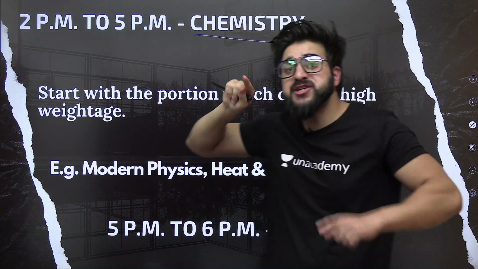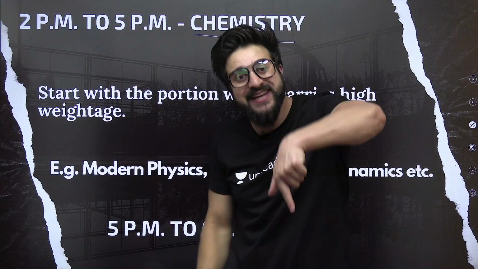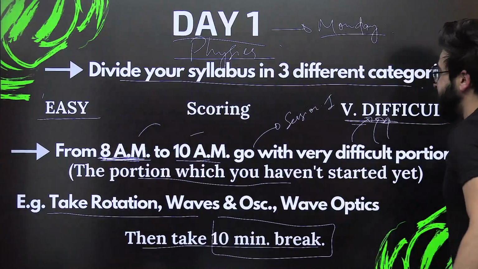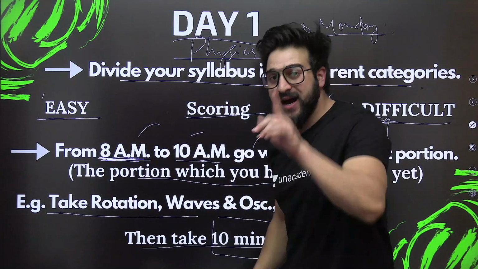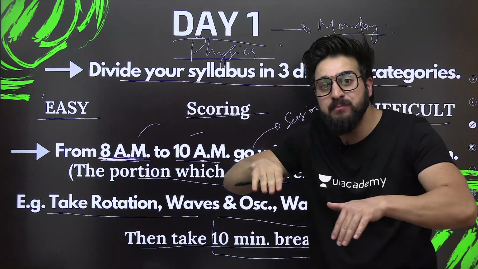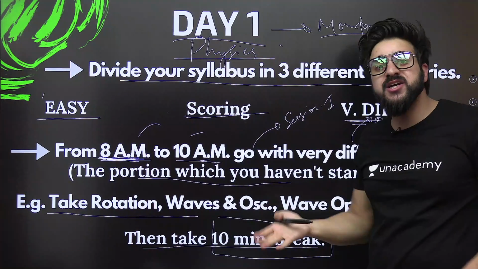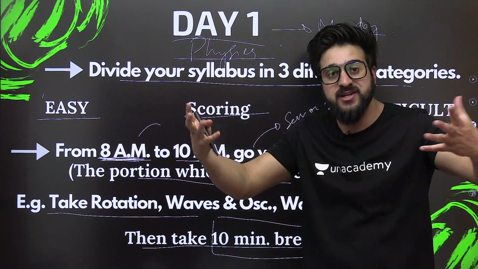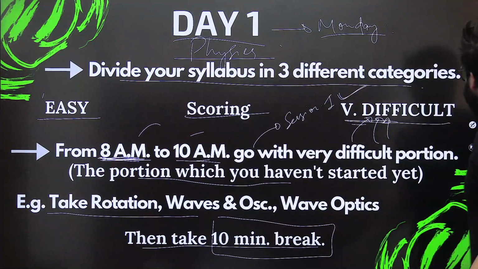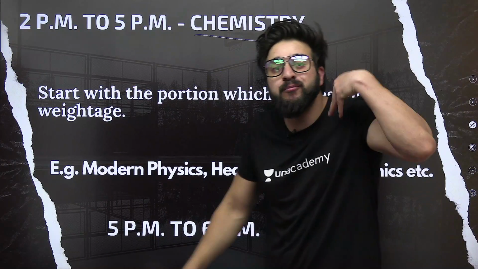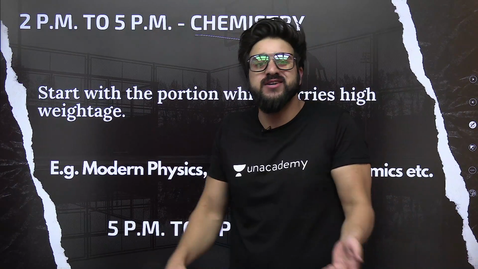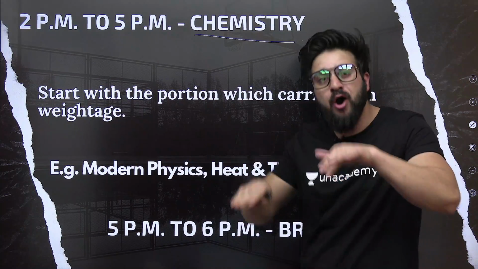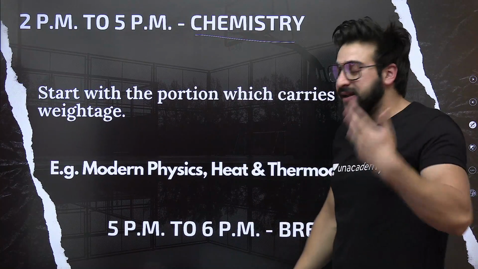If you start with the chemistry, what portion are you going to take in chemistry? You will be taking the scoring portion, understand? In physics, portion number 1. See, in the physics morning shift, what we are supposed to do is the very difficult part, because we have high energy, that's why we took this one. And in the second shift, we will take the most scoring part, and the most scoring part is obviously not that difficult. It is of moderate level, understand?